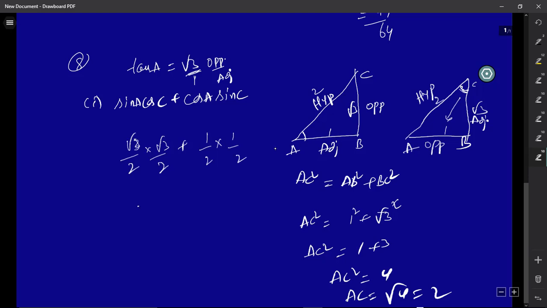√3 into √3 is how much? √9. 3 3s are 9. 2 2s are 4. 1 1s are 1. 2 2s are 4. Square root of 9 is how much? 3. So 3 by 4 plus 1 by 4. Take the LCM 4. 3 plus 1 is 4. 4 by 4 is how much? 1. So sin A cos C plus cos A sin C is 1.